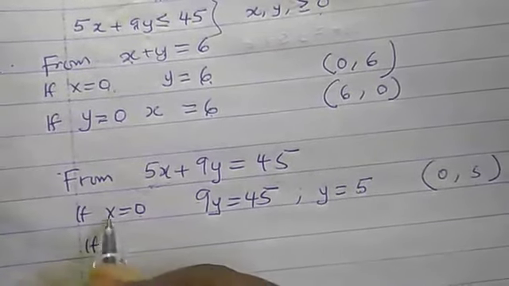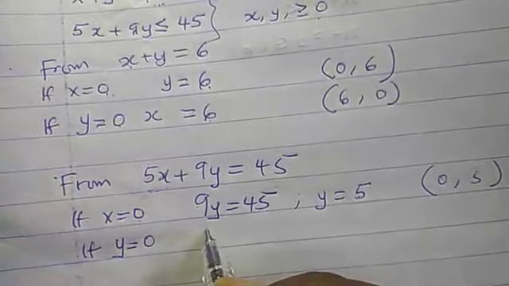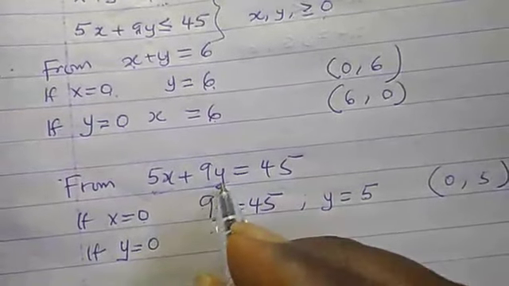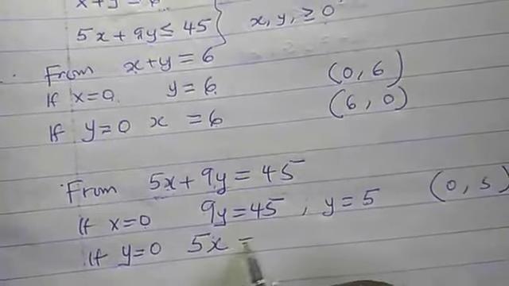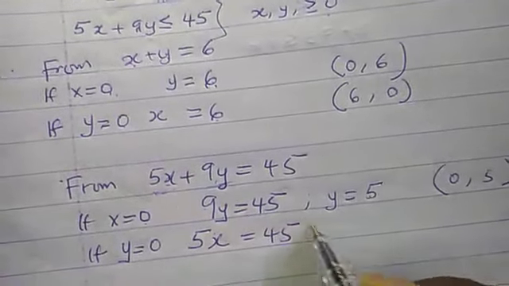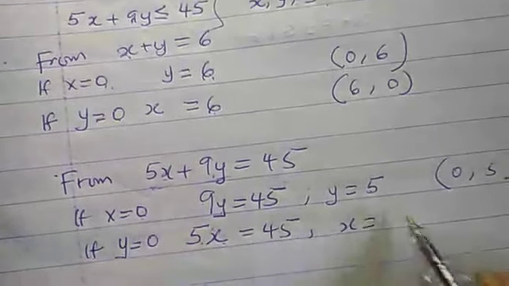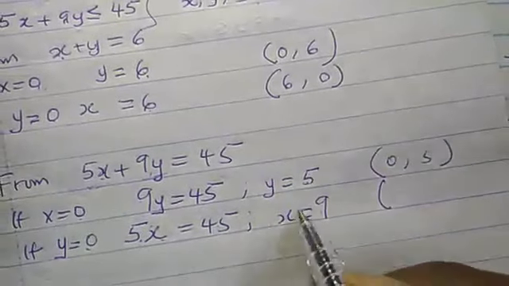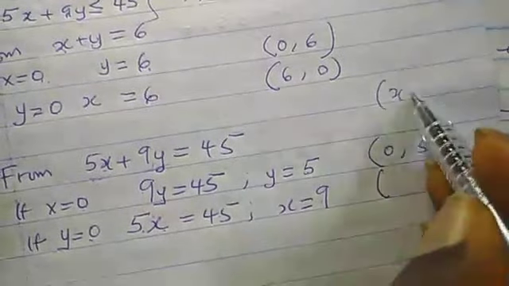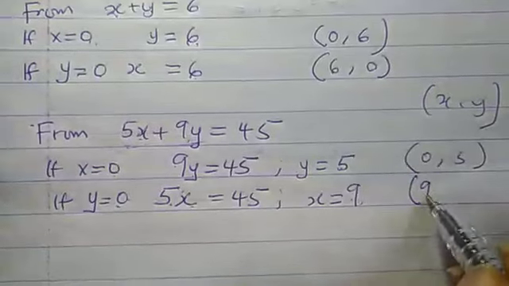You do the same thing. If you have put x to 0, you put y to 0 too. So if y is now 0, this one will remain 5x equal to 45. I will find x here, that is, I will divide both sides by 5. So 45 divided by 5 will give me 9. So I have found y and I have found x. So our answer is (x, y) equals (9, 0). So I am done with it.